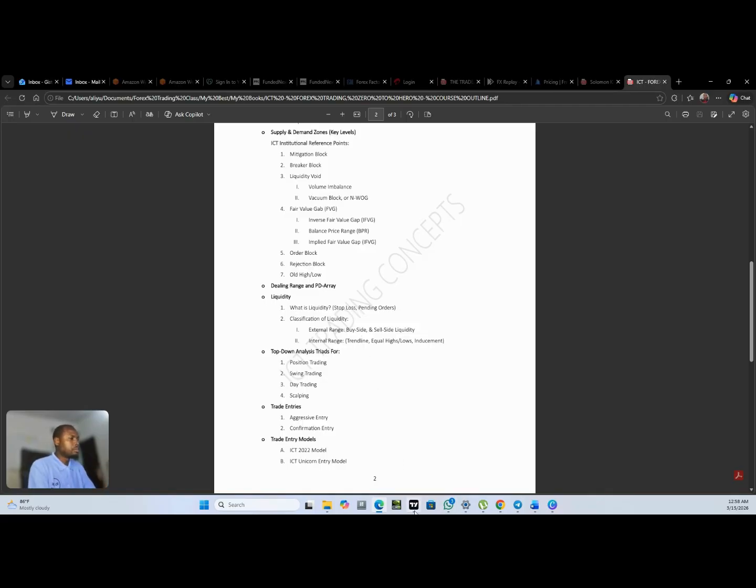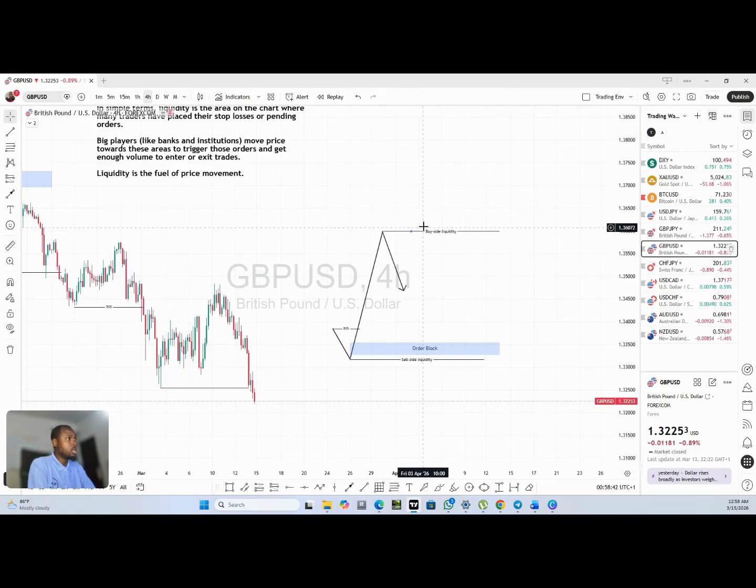So internal range liquidity is the type of liquidity that you are going to get where? You are going to get it inside what? Inside your daily range, from here to here. Any liquidity that you saw here is internal range liquidity. But any liquidity that is outside here is what? It is external range liquidity. So let's dissect the internal range liquidity.